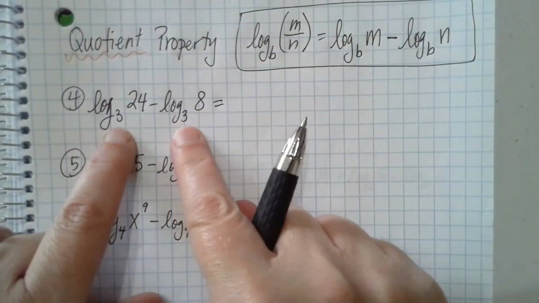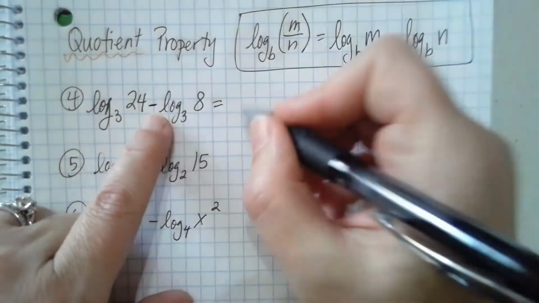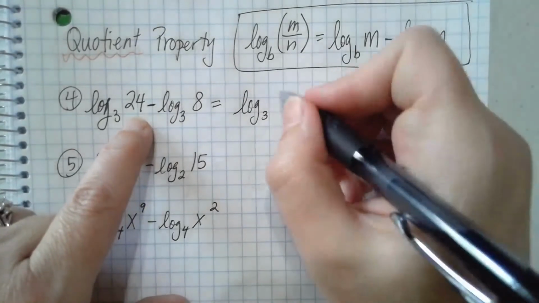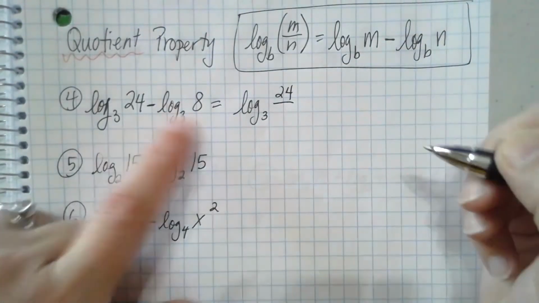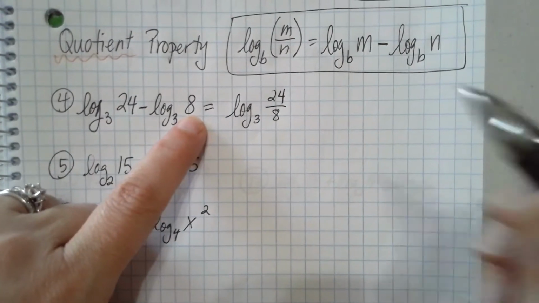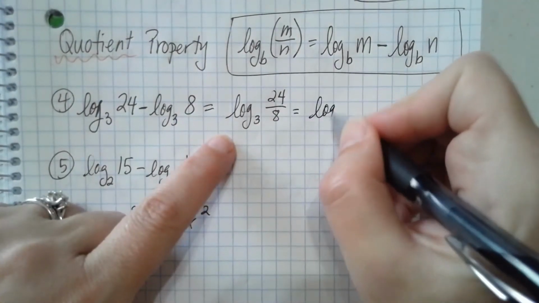Same base, cool. Okay, I see a subtraction sign right here, so I'm going to consolidate this, log base 3. The 24 comes first, it goes in the numerator. The 8 comes next, it goes in the denominator. And we can reduce that. 24 divided by 8 is 3.